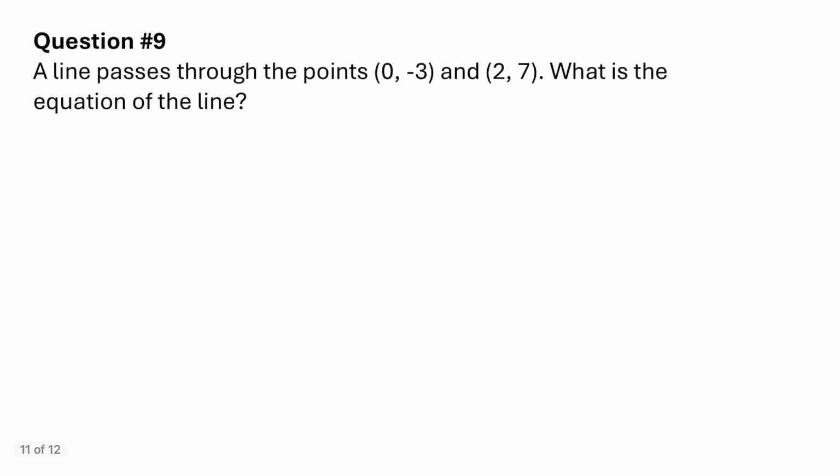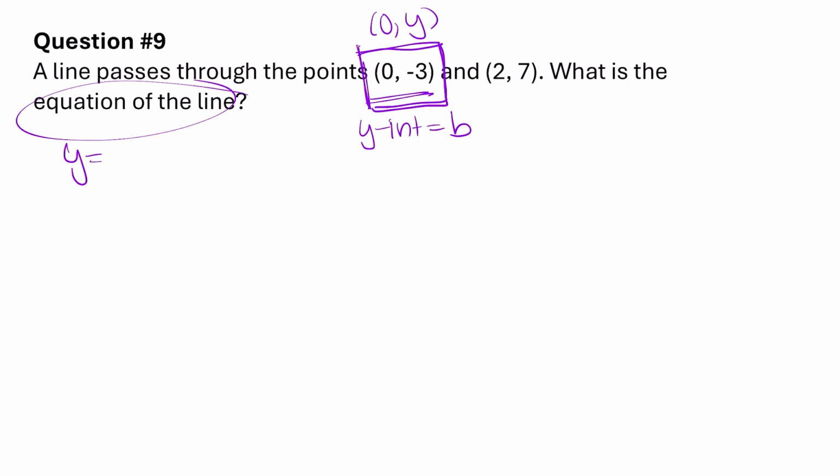Okay, so here in this problem, it says a line passes through the points 0, negative 3, and 2, 7. What is the equation of the line? So a really quick thing you can hopefully recognize in this problem is that 0, negative 3, well, look, that's in the form 0, y. This is actually telling us the y-intercept of this problem, which is actually going to be the value of b. Because our equation of the line, we're going to go ahead and write that in slope-intercept form, y equals mx plus b. So half of the work is already done for us in this problem. Now we just need to figure out the value of m.